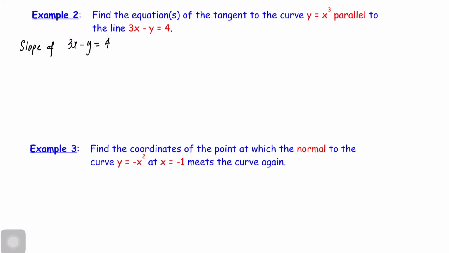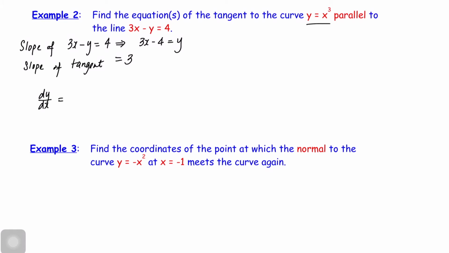Okay, we can easily do that by rearranging this equation. I have 3x minus 4 equals y. So now this line is in y equals mx plus b form. So therefore, the slope of tangent must be 3. Okay, the same slope as this line. That's good. So now let's figure out an expression for y prime, or dy by dx.